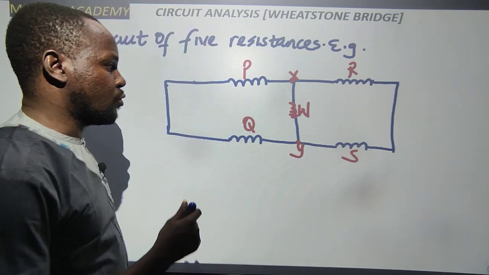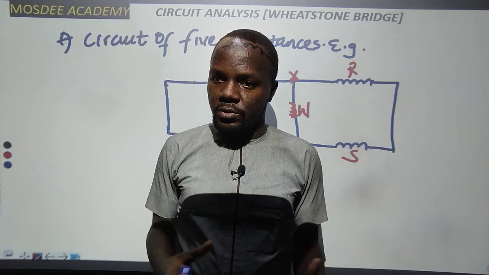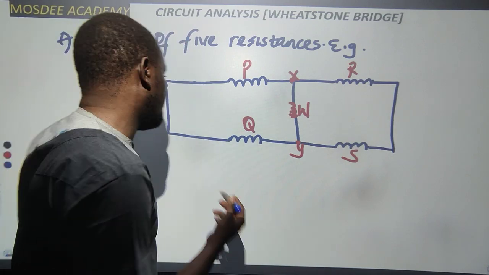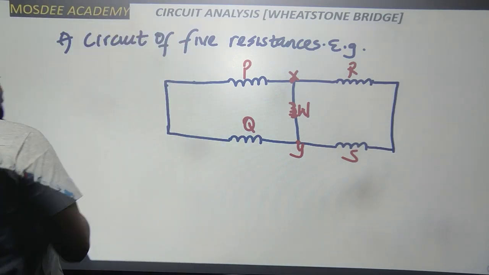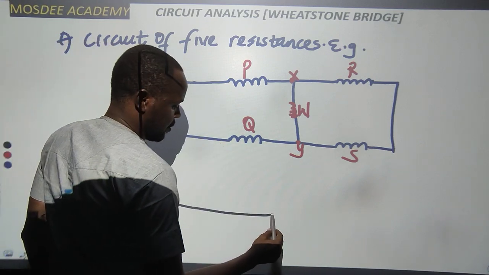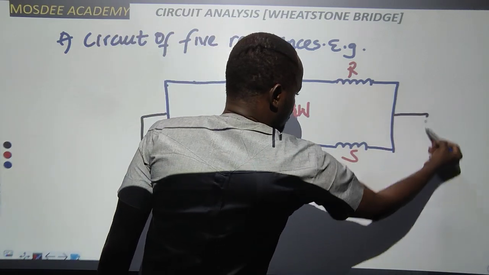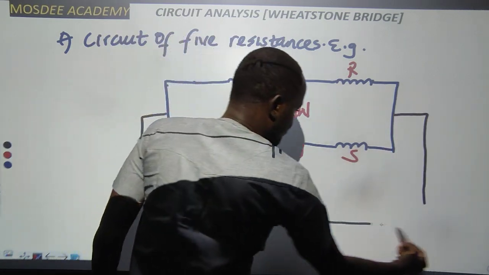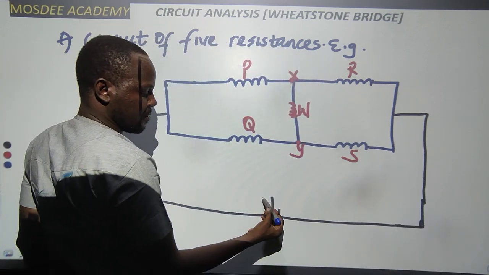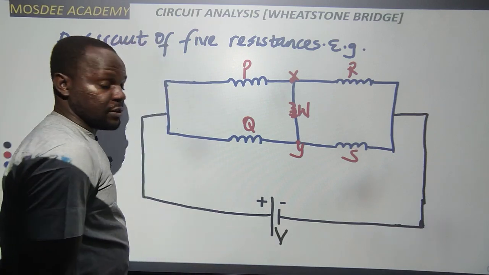We can now decide to actually connect this to a battery. These are simple things you can do in your physics lab. Now, I'm just drawing a diagram, it's not going to scale. Apologies. So I'm connecting this to a battery, and you know battery terminals are positive and negative. So let's say the potential of this battery is V.